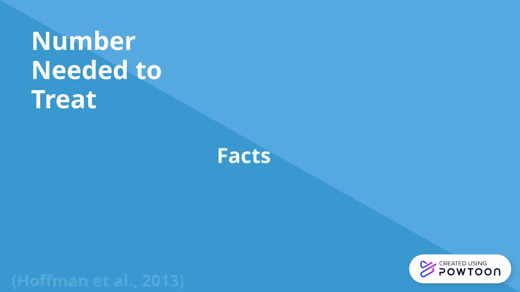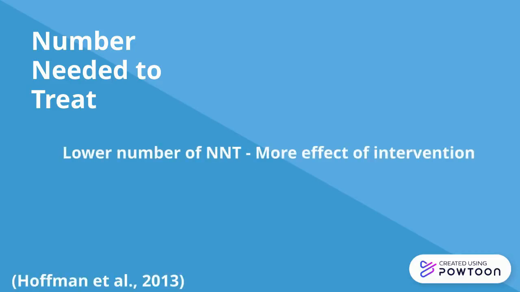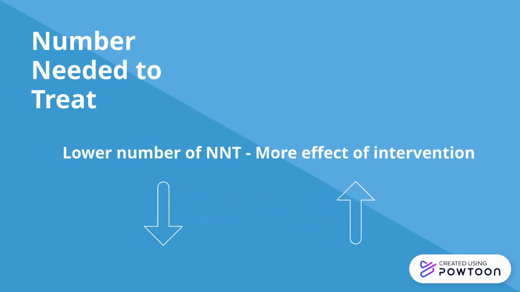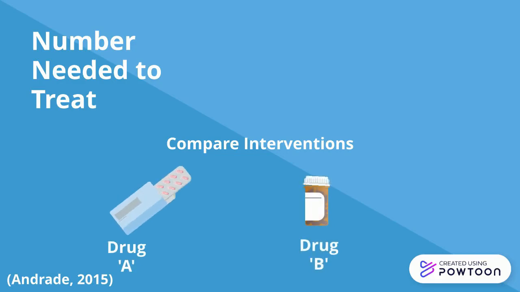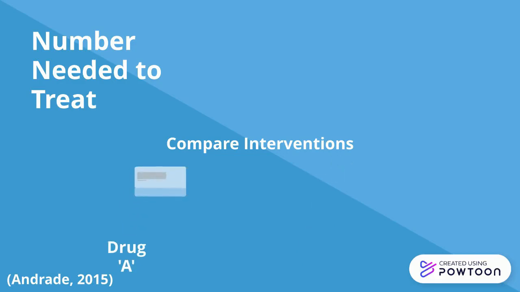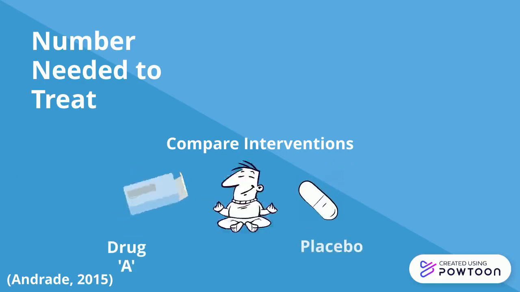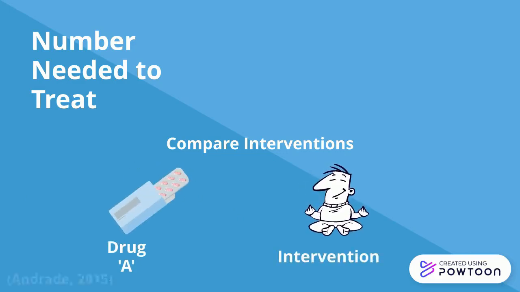Facts about number needed to treat. The lower the number of the NNT, the more effect the intervention has. NNT is able to compare an intervention to another intervention or a placebo, though when two active drugs are compared, the NNT will be much higher than if a drug is compared to a placebo.